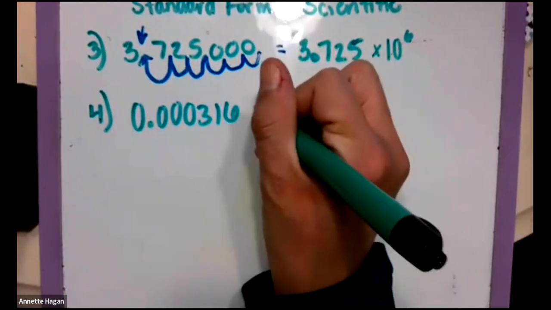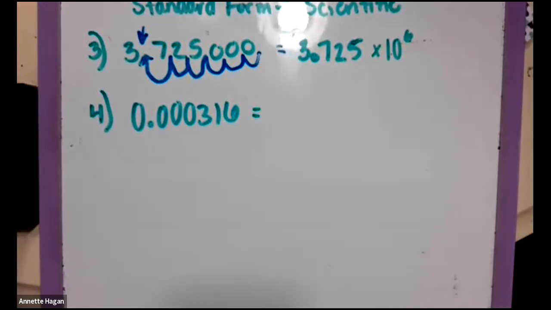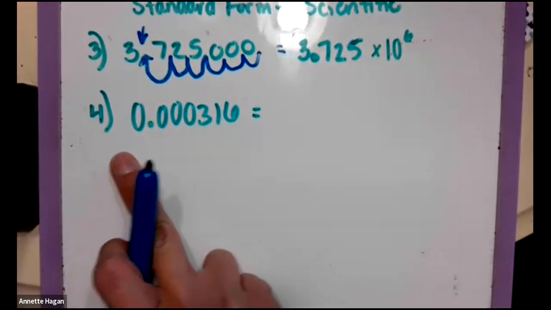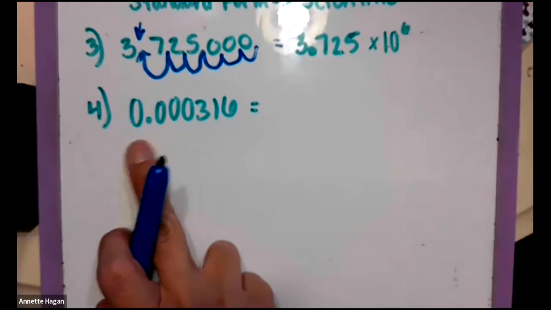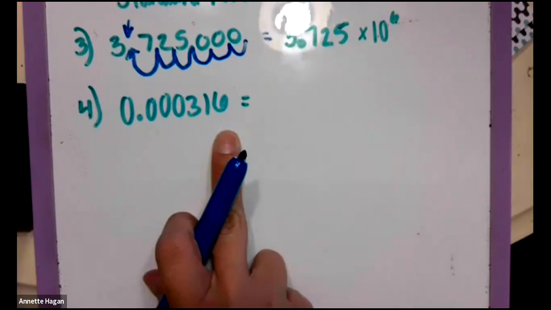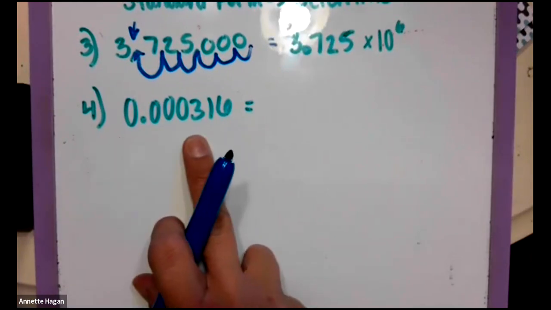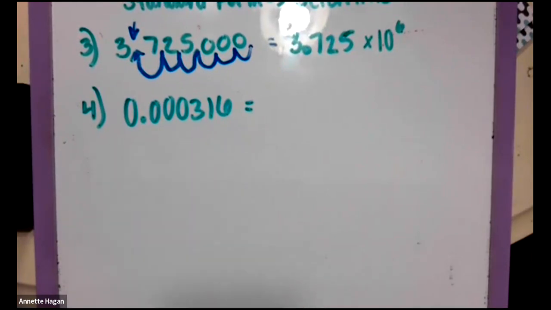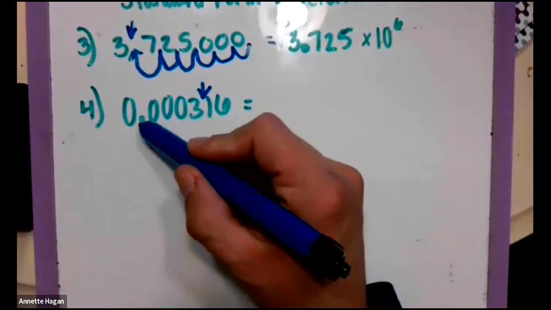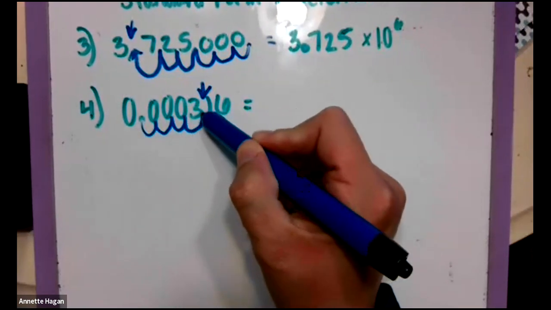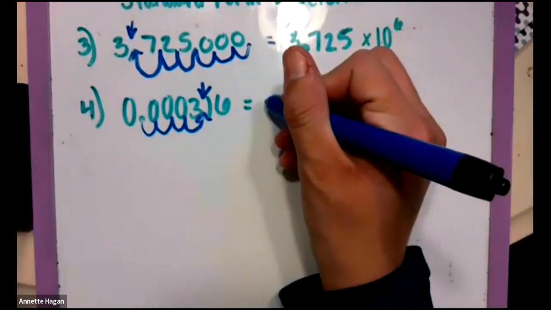Okay, number 4. I have 0.000316, and I want to write this in scientific notation. Right now this is a decimal, with a lot of zeros in front of the decimal and behind the decimal. What we need in front of the decimal is a number that's greater than or equal to 1. So basically we want the decimal to come right back here. So we're going to go backwards 1, 2, 3, 4 times.